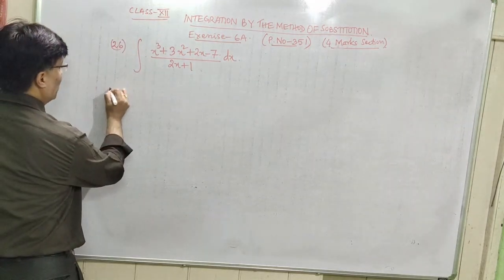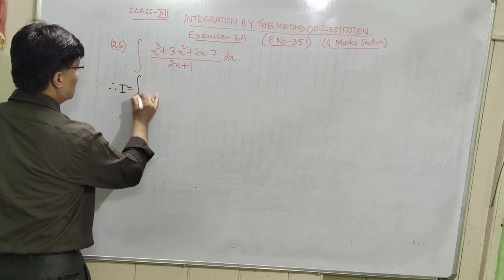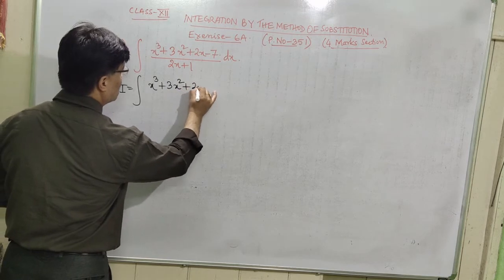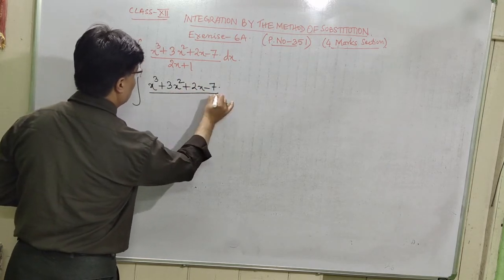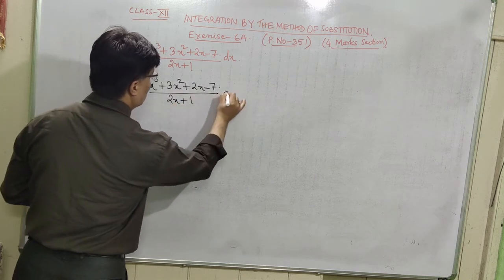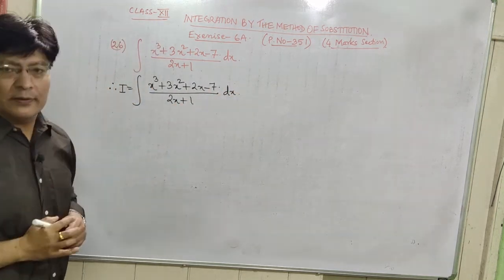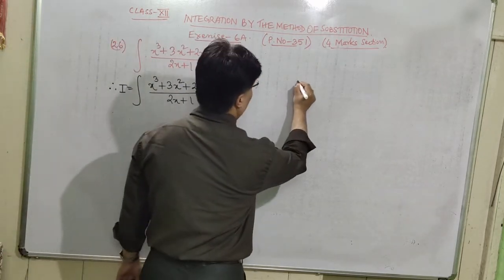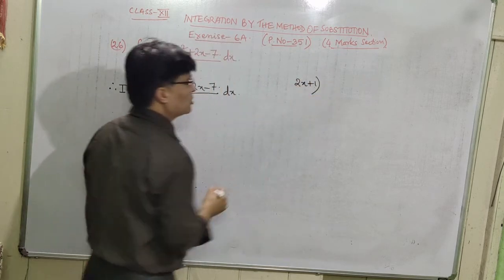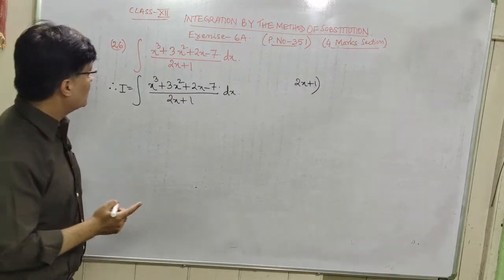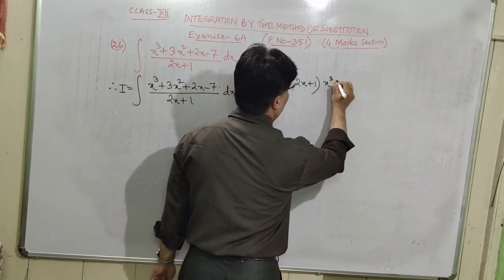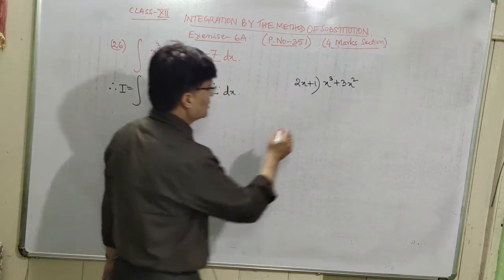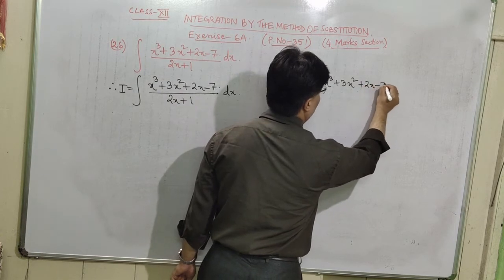Okay. So first of all, let us write I is equal to integral sine x cube plus 3x square plus 2x minus 7 whole divided by 2x plus 1 dx. Okay. Now let us divide. Let us divide the numerator by the denominator. So here this denominator 2x plus 1 will divide the numerator x cube plus 3x squared, then plus 2x minus 7, isn't it? Plus this is 2x minus 7.